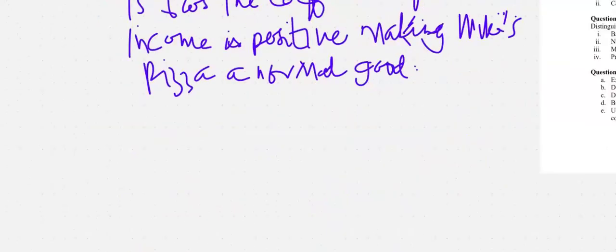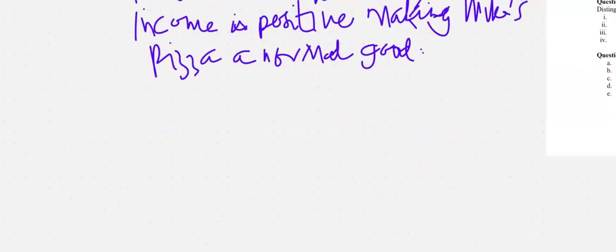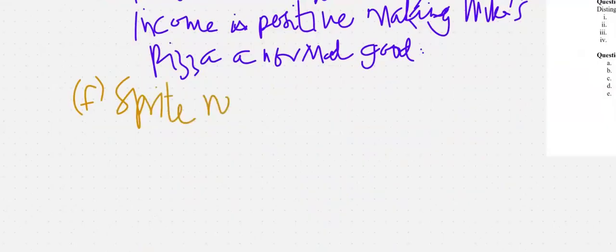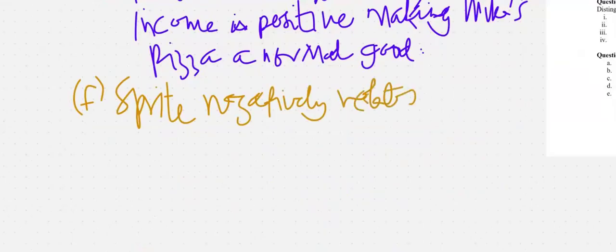Let's write it. I'm taking my time very much so that we can grasp the concept. F. Sprites, right? So are you following? Pearl. Yes, sir. Negatively relates to what? Mike's Pizza. So I'm reading it.